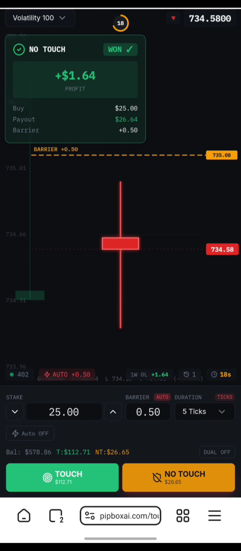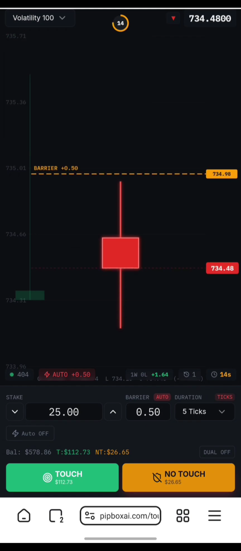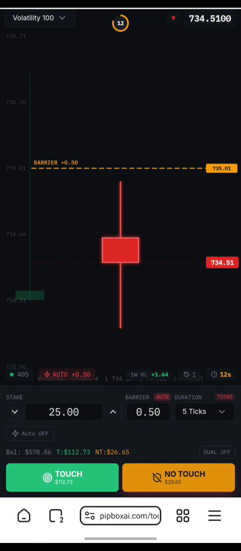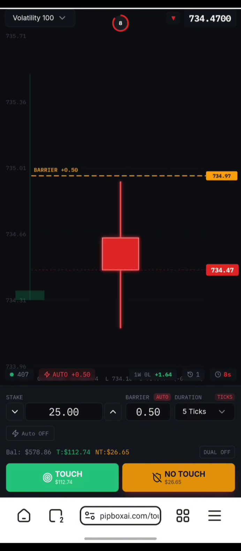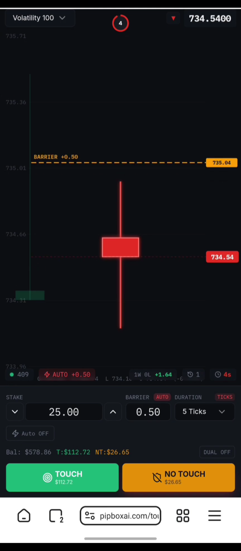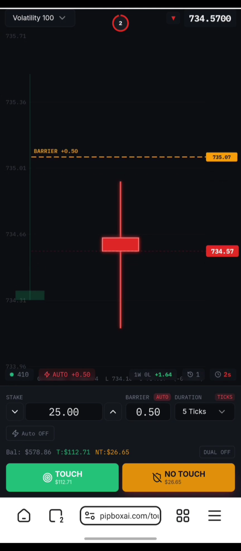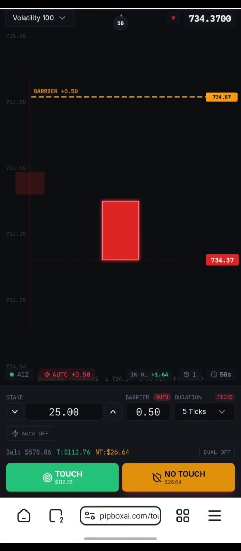We did make a profit right there, guys. The strategy is very simple. You are going to wait for this candle to have momentum. If it's a bearish candle as this one is, you are going to enter your trades.